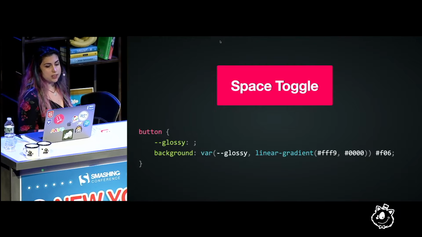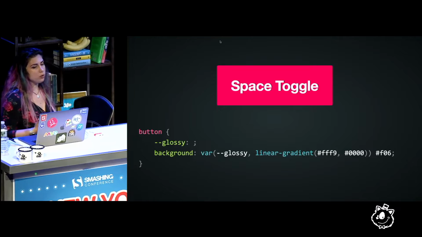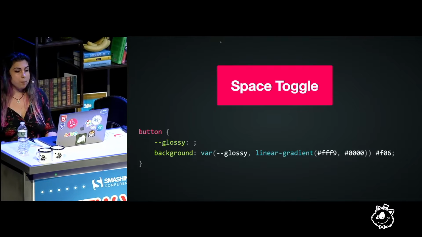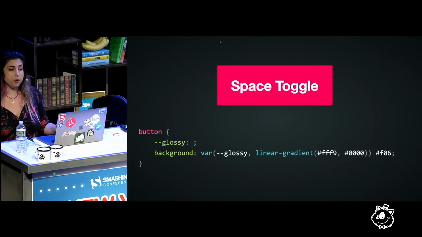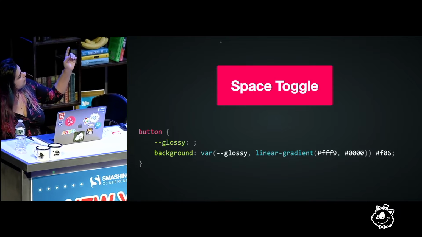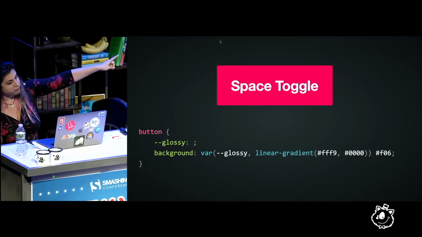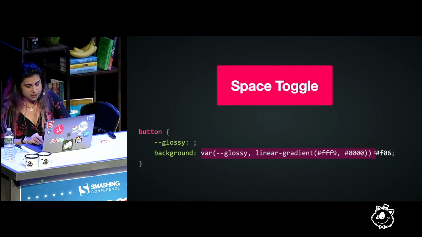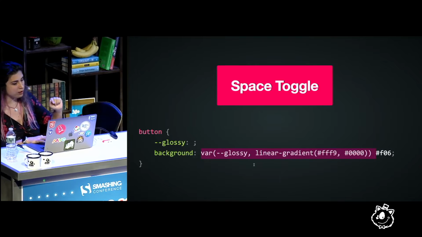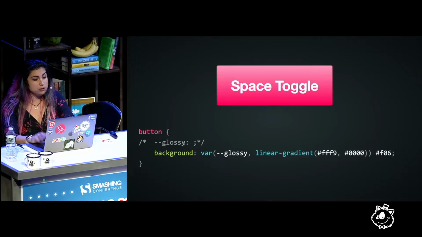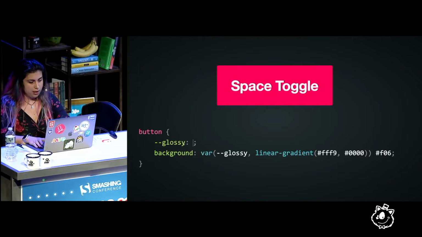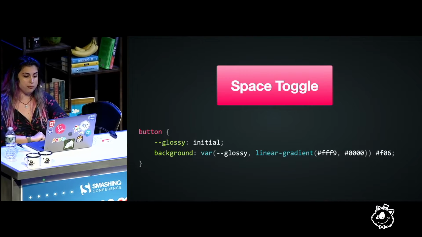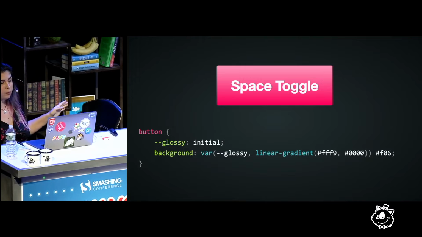The core of it is called space toggle, or the space toggle hack, because it is essentially a hack. It's based on the idea that a space is a perfectly valid custom property value. So what is happening here? I have this fallback of a linear gradient, but because glossy is set to a space, this entire thing is replaced by a space, and I only get the background color. However, if glossy was not there at all, then I would get the fallback. And there is a special value I can set glossy to make it the same as if it wasn't there: initial. And then it also applies the fallback.